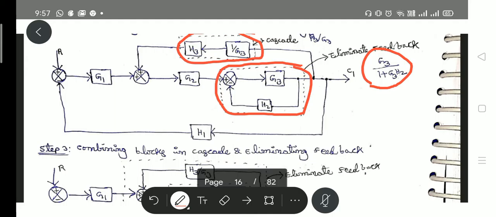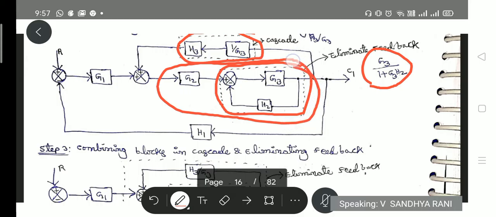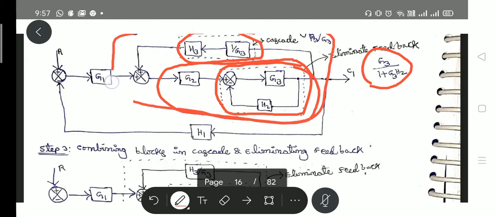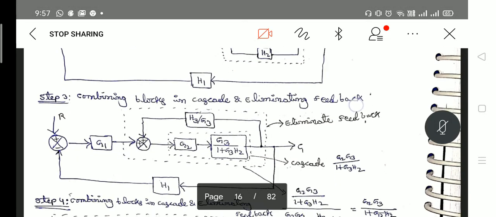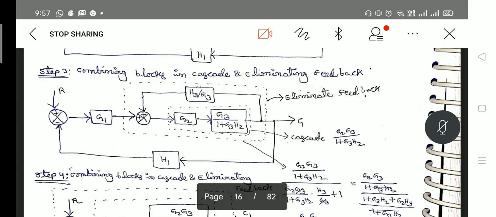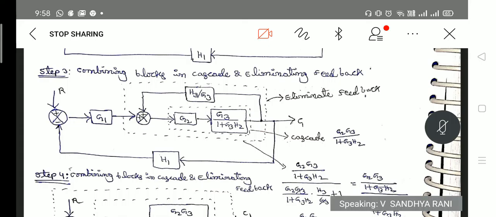Again after the simplification of eliminating the negative feedback loop, these two are in cascade again. So what will we get? G2 G3 by 1 plus G3 H2. After that these both are in a positive feedback loop. So here cascaded connection G2 G3 by 1 plus G3 H2. These both are in a positive feedback loop.